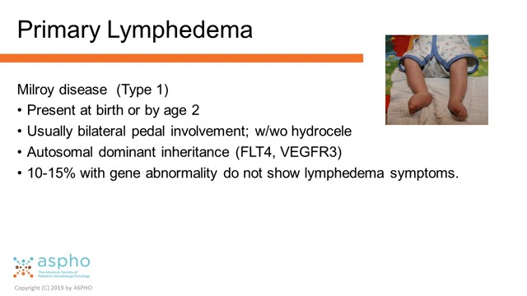Milroy disease is characterized by lower limb lymphedema present as pedal edema at or before birth or developing soon after. Swelling is usually bilateral but can be asymmetric. The degree of edema can progress, but in some instances can improve, particularly in the early years, and it may be associated with hydroceles. It is associated with autosomal dominant inheritance. However, 10 to 15% of those with gene abnormalities do not show lymphedema symptoms.